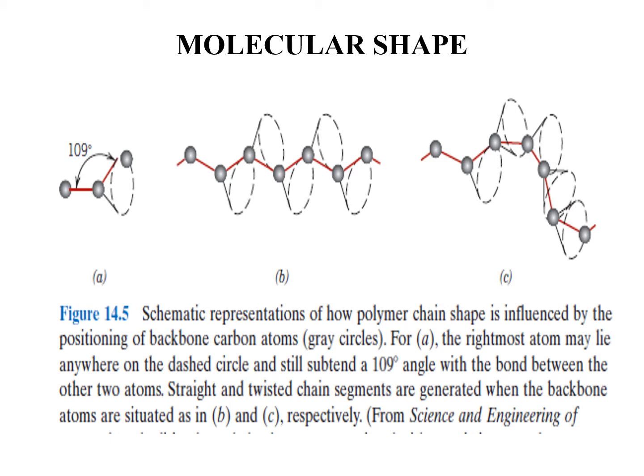Okay, so here is a schematic representation of how polymer chain shape is influenced by the backbone carbon atoms. In figure A, the rightmost atoms can lie anywhere on the dashed circles, but still can be at a 109 degree angle with the bond between the other two atoms. And in figures B and C, it is shown that straight and twisted chain segments are generated when backbone atoms are situated like this.